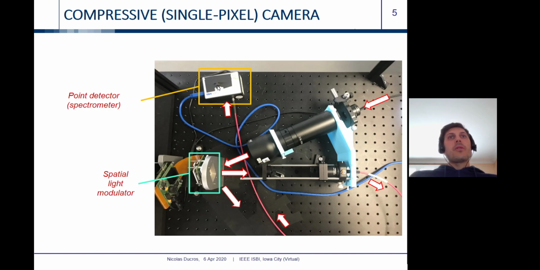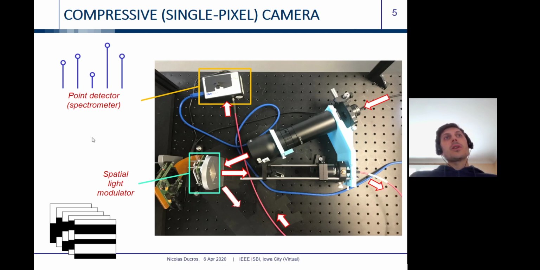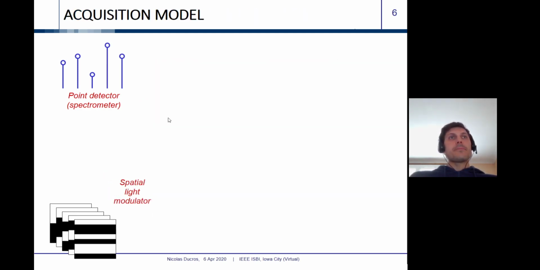How do we perform an acquisition? We upload a pattern onto the DMD. So here white means that light will be reflected towards the spectrometer, and black that light will not be reflected toward the spectrometer. And for this particular pattern here, we measure this particular value here. Then we upload a new pattern, get a new value, new pattern, new value, and so on and so forth. And this is how we collect the raw data.